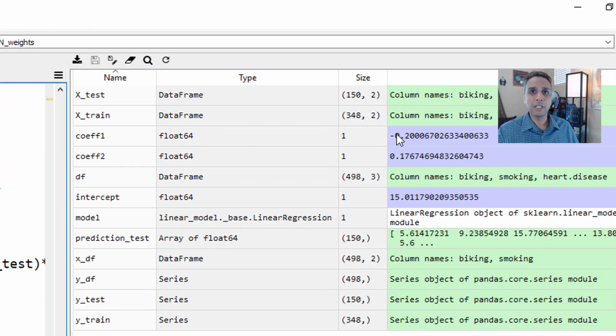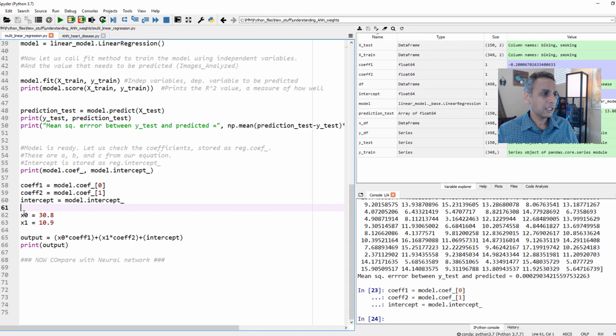And coefficient 1 is negative 0.2, okay? We know that because for biking the slope is negative, and for smoking the slope is positive, right? And then the intercept is 15 point something something, okay, right there. Now let's take the two values.